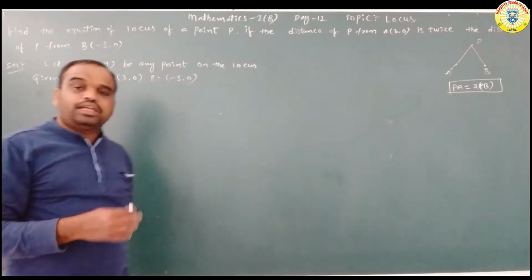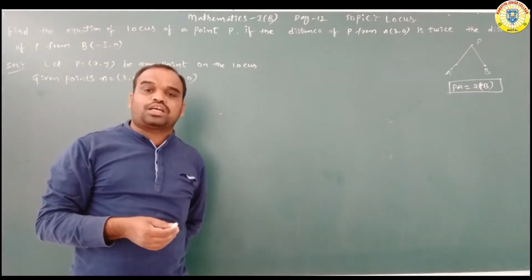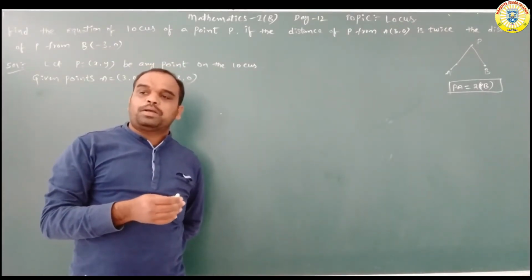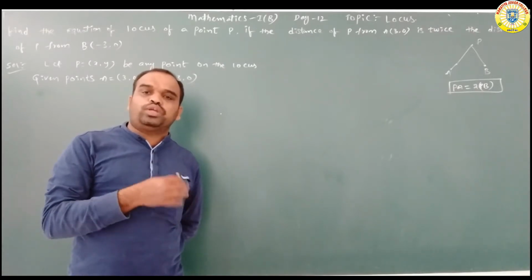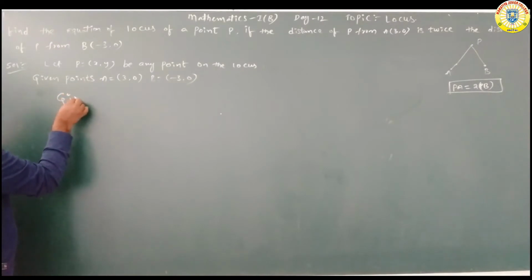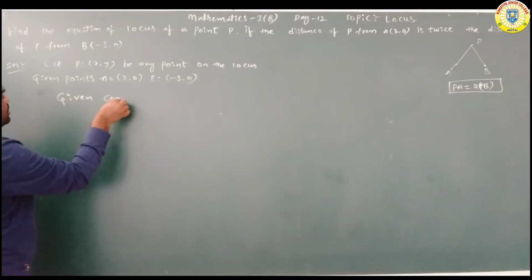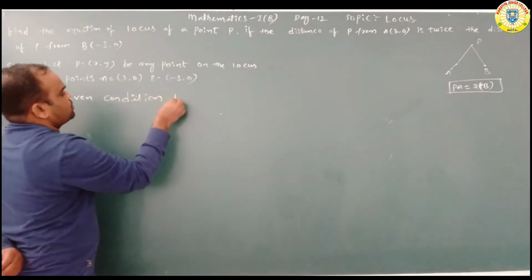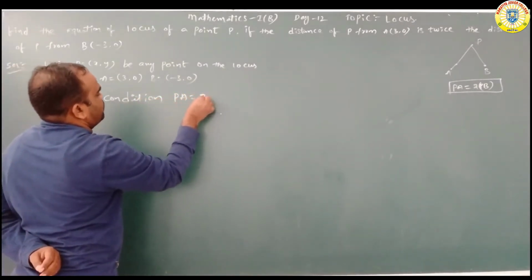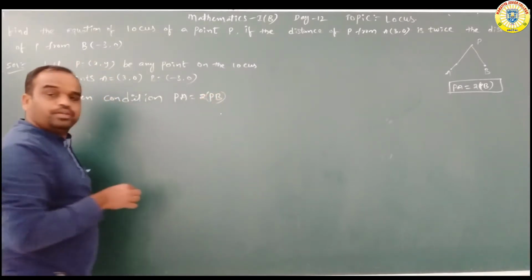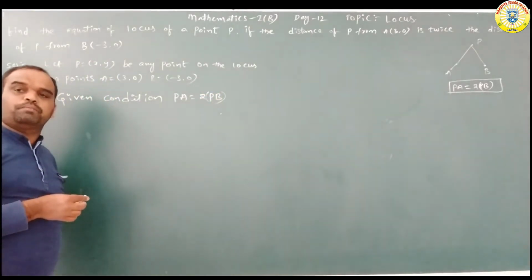Okay now? What is the given geometrical condition? PA is equal to 2 into PB. The given condition and the given geometrical condition are both the same. So PA is equal to 2 into PB.